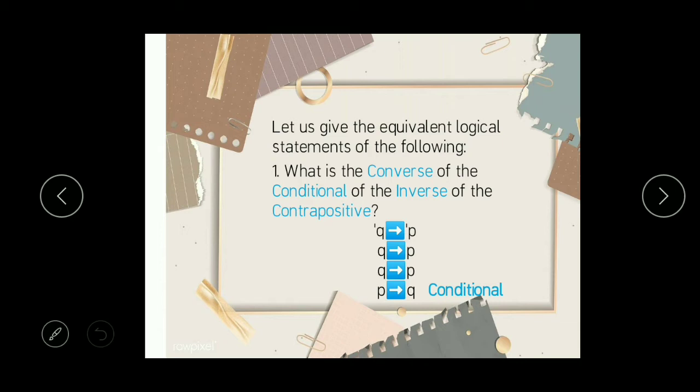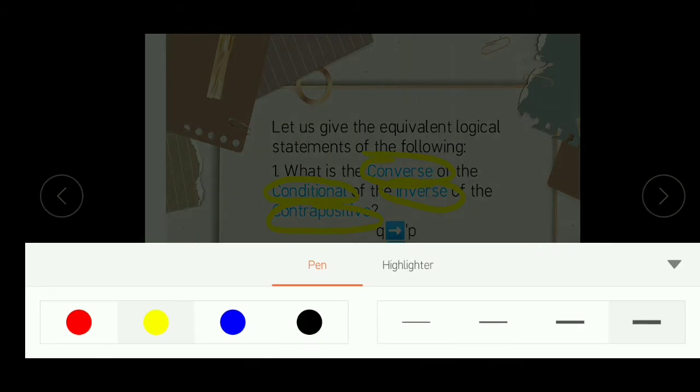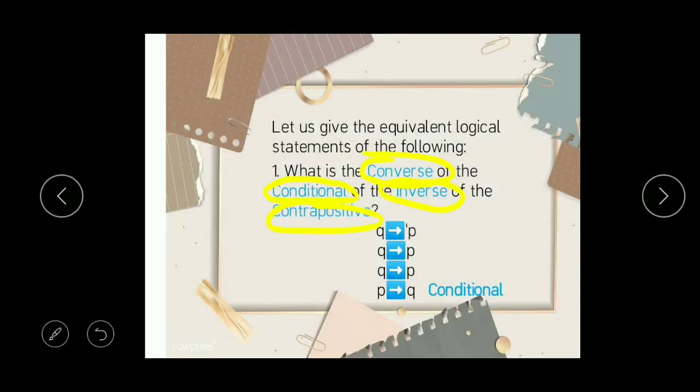So here, the first one is the converse. We also have the conditional, our inverse, and lastly our contrapositive. How are we going to give the equivalence of these logical statements?